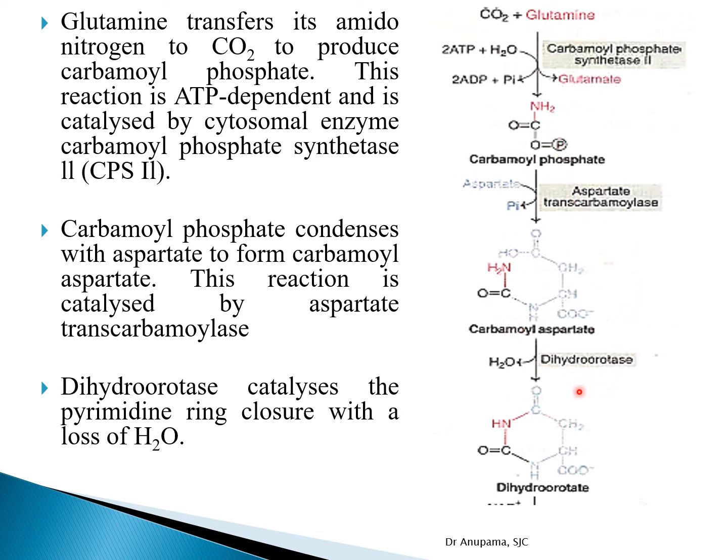Next thing is production of dihydroorotate. This reaction is catalyzed by dihydroorotase and it is a ring closure reaction resulting in dihydroorotate. The pyrimidine ring closure takes place resulting in the loss of a water molecule.